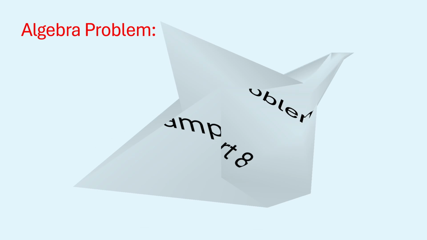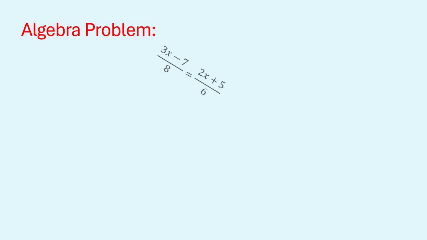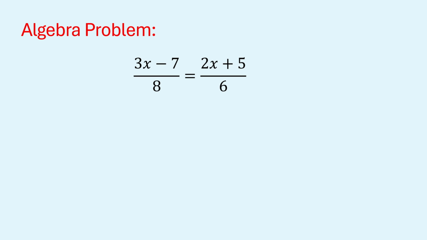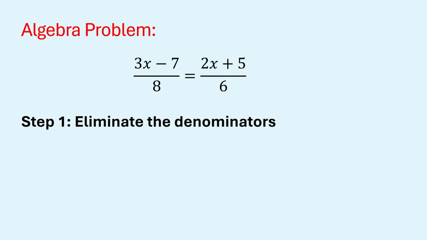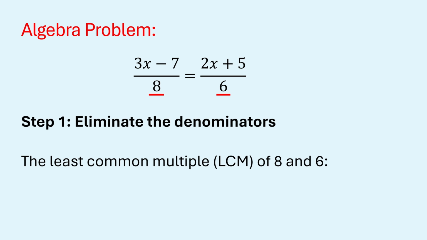Algebra problem. We have the equation (3x minus 7) divided by 8 is equal to (2x plus 5) divided by 6. To solve this algebra problem step by step, we begin with step 1. Eliminate the denominators. Here the denominators are 8 and 6. To remove them, we need to find the least common multiple of 8 and 6.